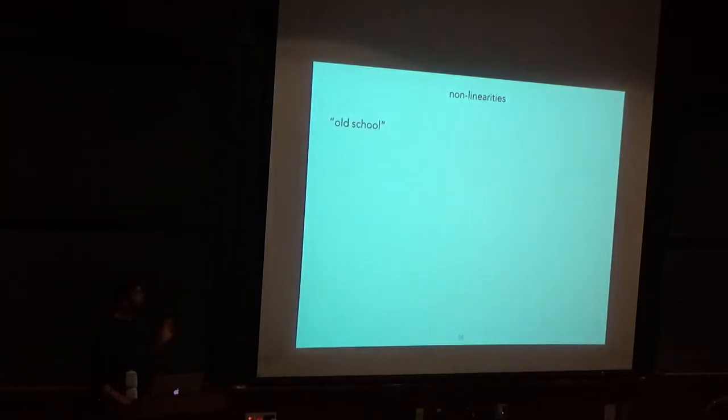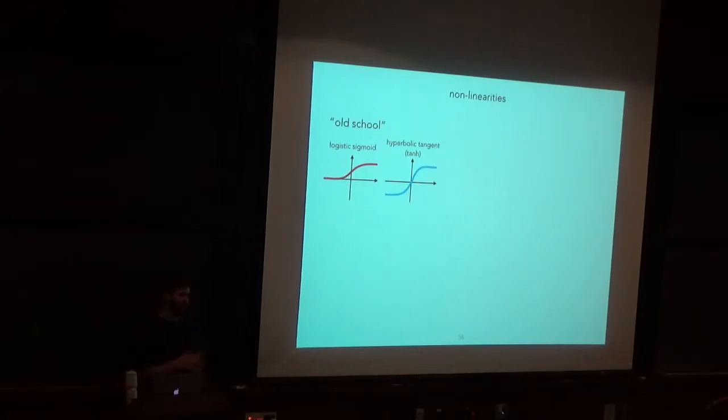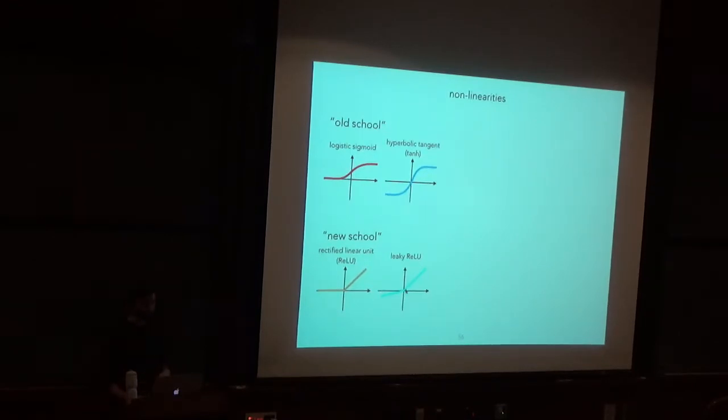So the old school nonlinearities were things like this logistic sigmoid, which we saw in the example of logistic regression, and the hyperbolic tangent, which looks very similar, but is between -1 and 1. And the more new school nonlinearities are things like the rectified linear unit, or ReLU. You have additional nonlinearities where, instead of having 0 along the negative portion, you have some small negative slope, or some small positive slope. And you have other things like softplus, the exponential linear unit, or ELU.